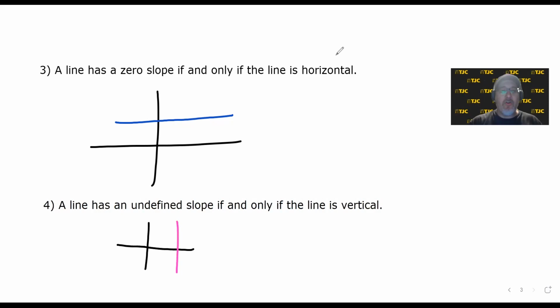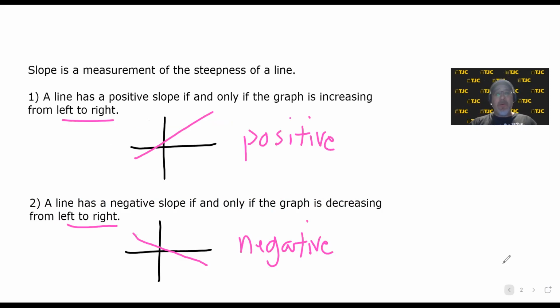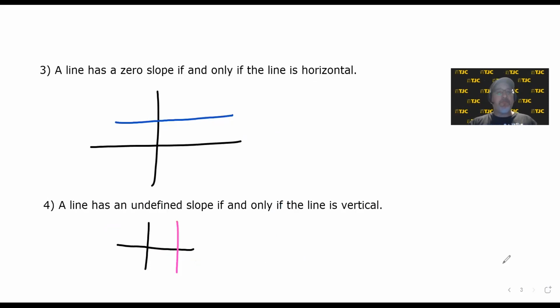And here's a little vertical line. All right, so those are some of the things I wanted to get out of the way before we do anything with formulas. Slope is a measurement of the steepness of a line. A line increasing from left to right has a positive slope. A line decreasing from left to right has a negative slope. A horizontal line has a zero slope, and a vertical line has an undefined slope.